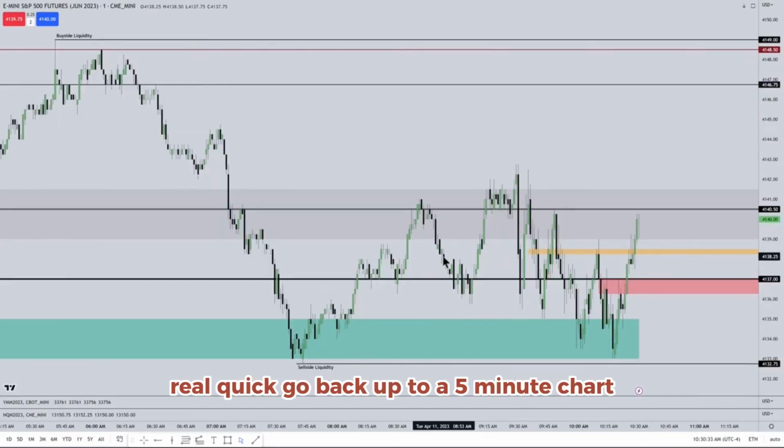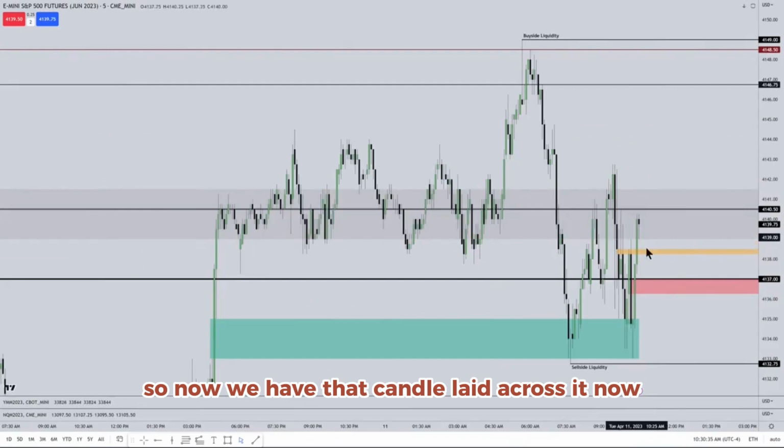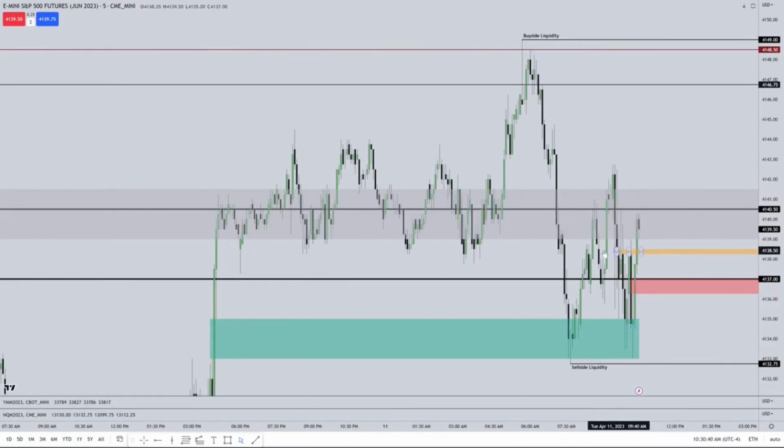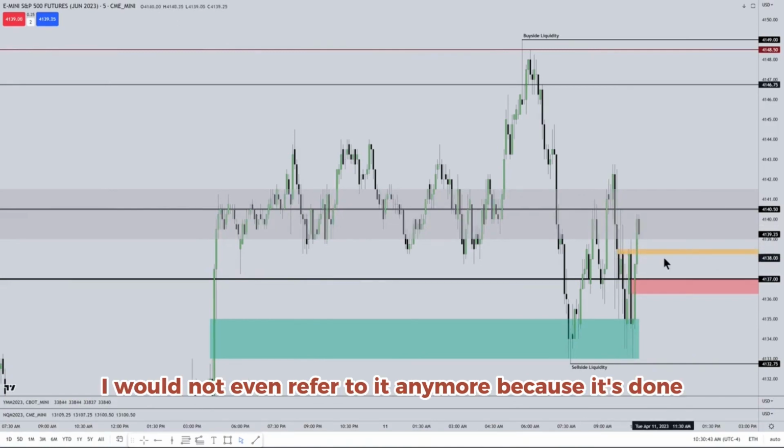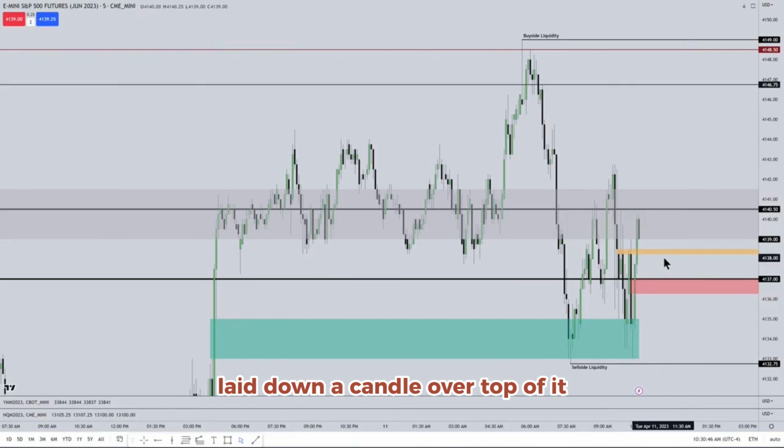Real quick, go back up to a 5 minute chart. So now we have that candle laid across it now. So now I'm done with the volume imbalance. I would not even refer to it anymore because it's done laid down a candle over top of it.